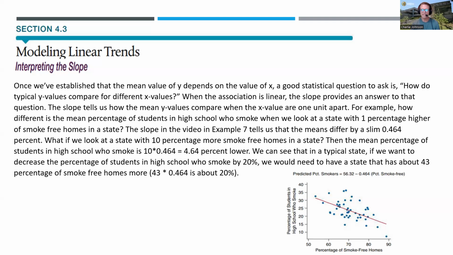We can see that in a typical state, if we want to decrease the percentage of students in high school who smoke by 20%, we would need to have a state that has about 43% more smoke-free homes, because 43 times 0.464 is about 20%.